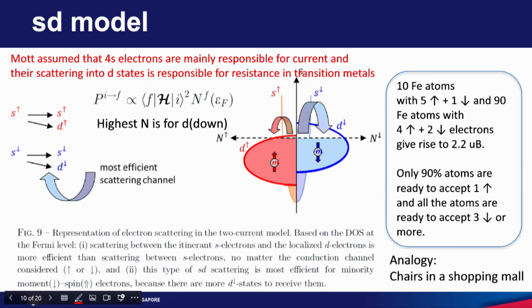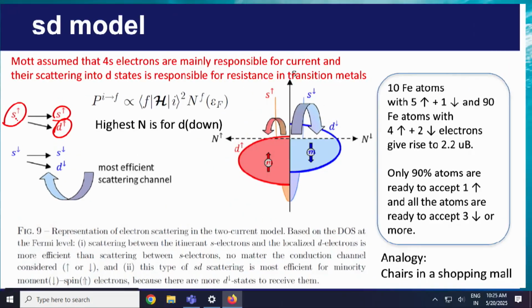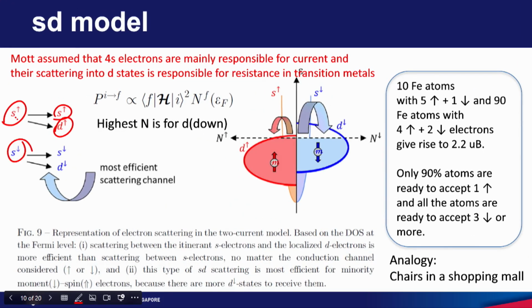That is one thing. Secondly, if you have a spin up electron, it does not go into a spin down state. The spin does not flip. So, an s up electron can only go into s up or d up. Similarly, an s down electron can go only into s down or d down.